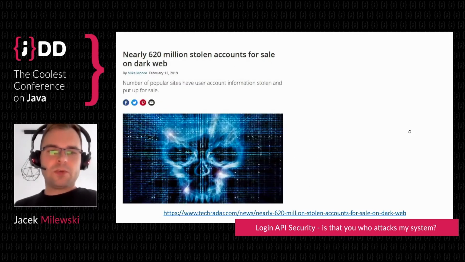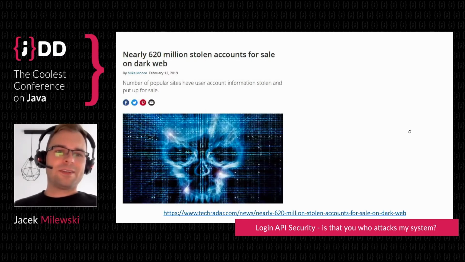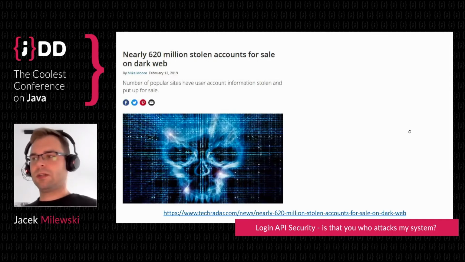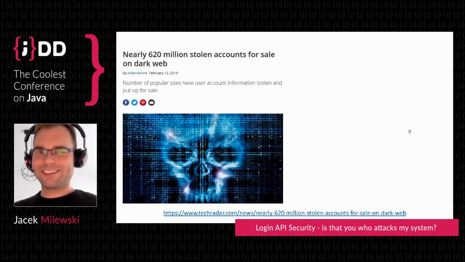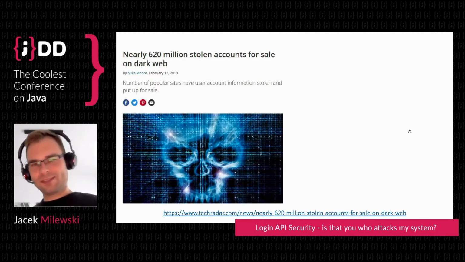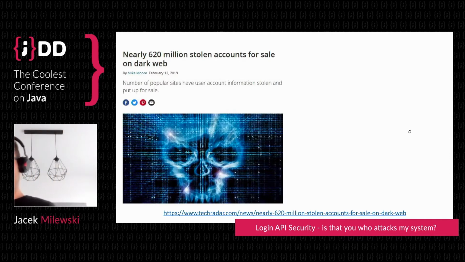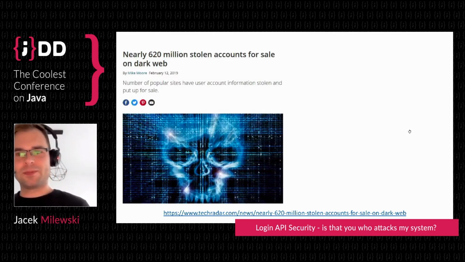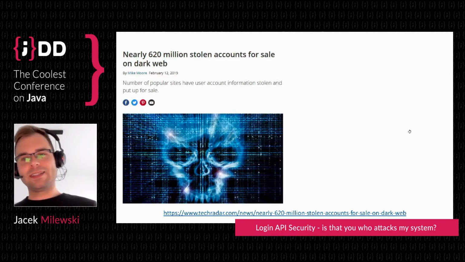And yet another blue and black graphic. We have 620 million stolen accounts for sale on the dark web. Yep. So the first thing that I checked is how much it costs to buy such a database. Let's say that your account is leaked and it's on sale. So how much do you have to pay to buy the credentials that leaked?